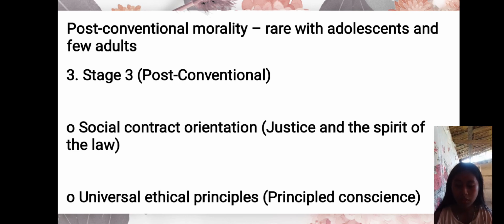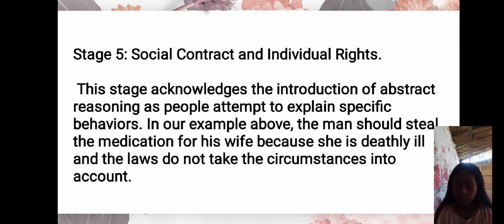Post-conventional morality is rare with adolescents and few adults. The stages in post-conventional morality are stage 5 and 6: social contract orientation and universal ethical principles. Stage 5: social contract and individual rights.